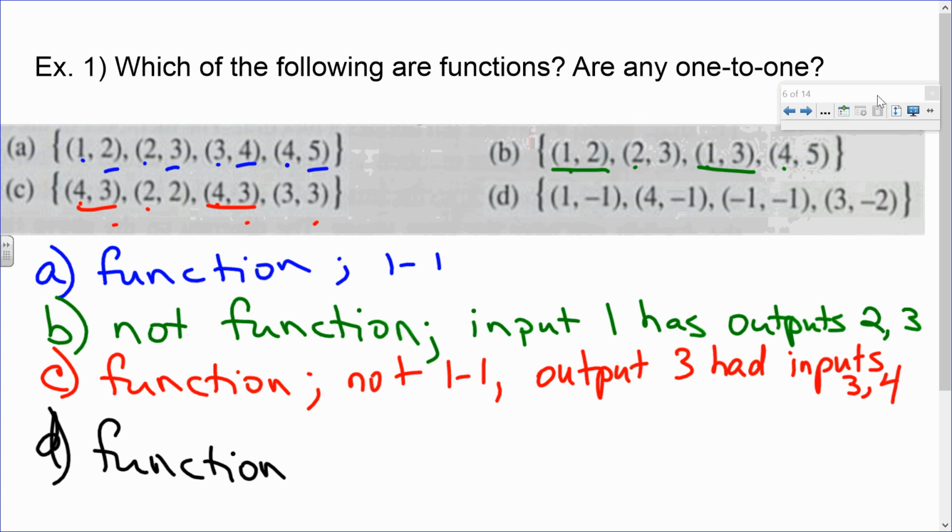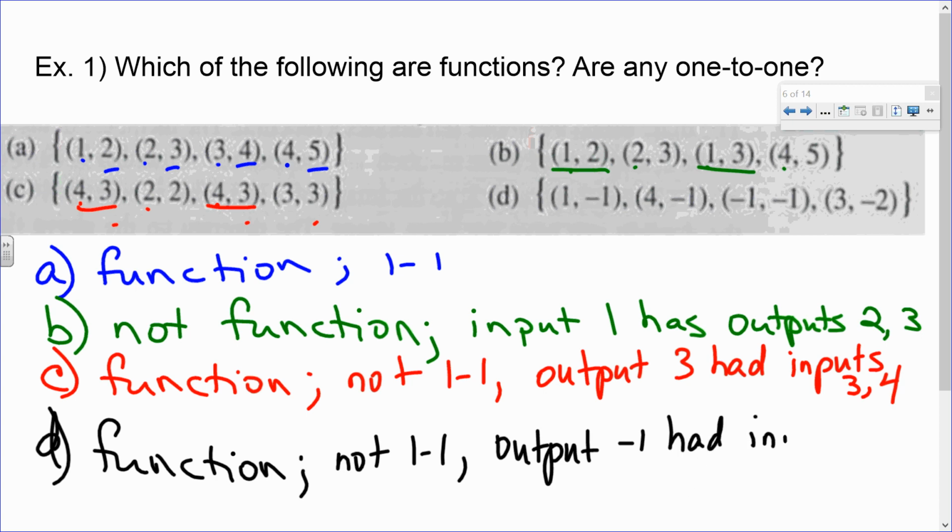Finally, for this one, let's take a look at D. Do we have any y's that repeat? Same or different x's? 1 to 1 or not? Thumbs up, thumbs down. So it is not 1 to 1. And the output of -1 had different inputs. In this case, it had 3 different ones of -1, 1, and 4. So questions when it's listed as an ordered pair, how you figure out if it's a function, how you figure out if it's 1 to 1, and what I'm looking for.